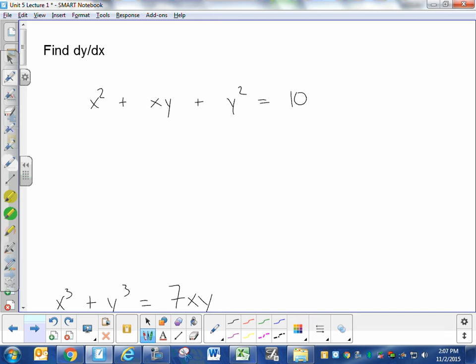So first type of question, let's do it for this one. Let's just find dy/dx for this. This is a rotated ellipse. Why don't we just find its derivative? Go.